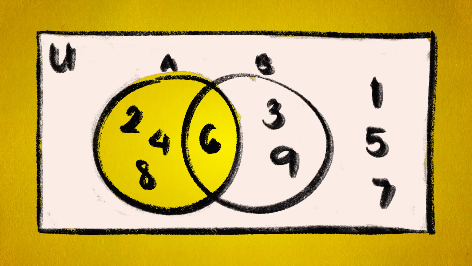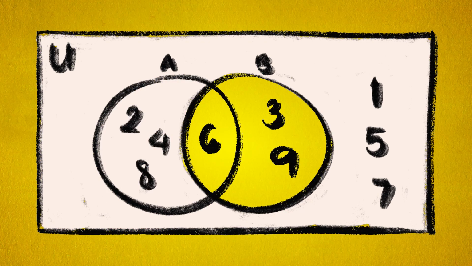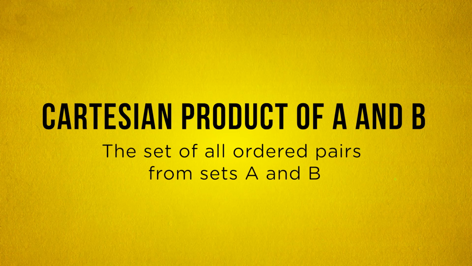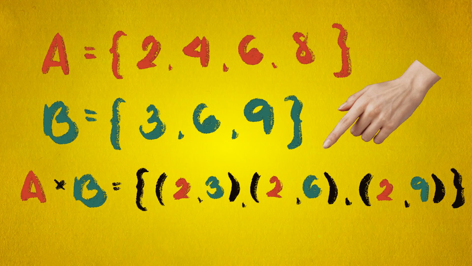Our fourth operation is the complement of A and B. This is the set of all elements in the universal set that is not in set A or set B, respectively. Lastly, we have the Cartesian product of A and B, which is the set of all ordered pairs from sets A and B.